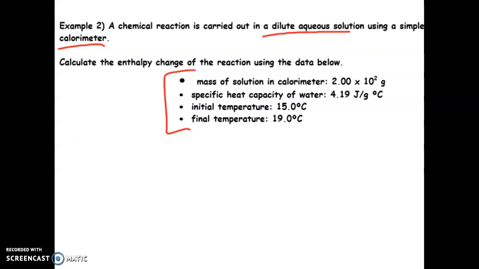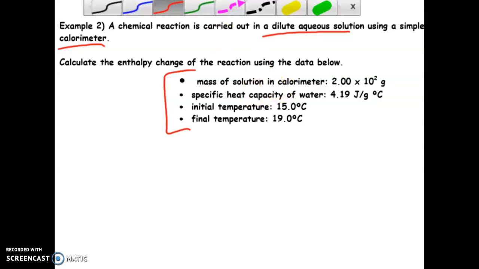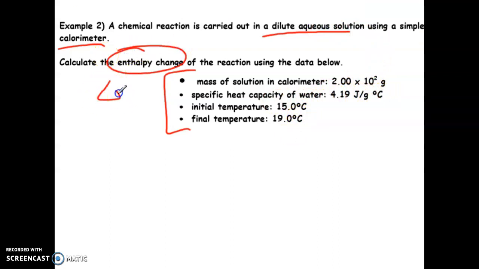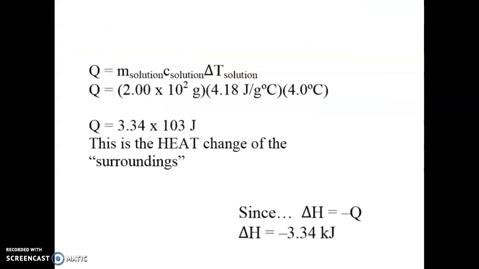Okay, so we have here the mass of the solution. So this is our surroundings. We have the specific heat capacity of water. It's in an aqueous solution, and we have the initial and final temperature. And notice here it's asking for the enthalpy change, not the molar enthalpy change.